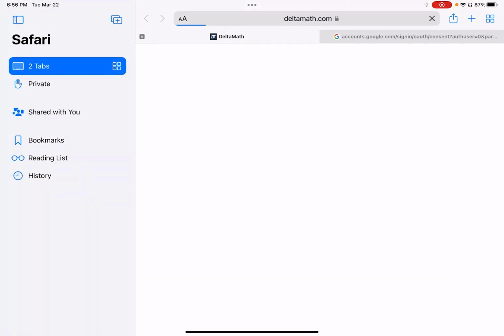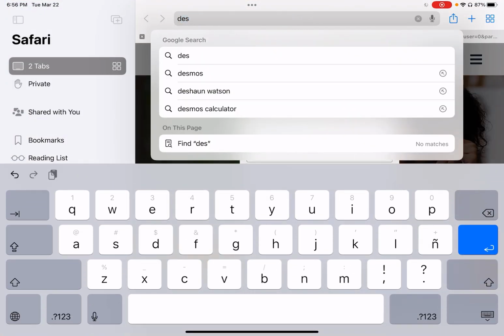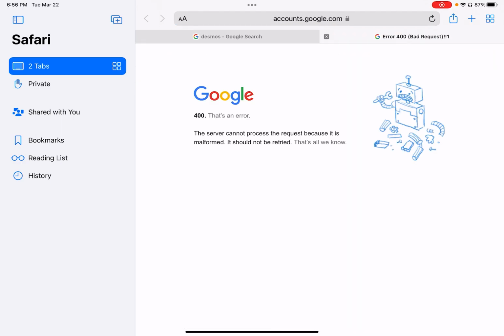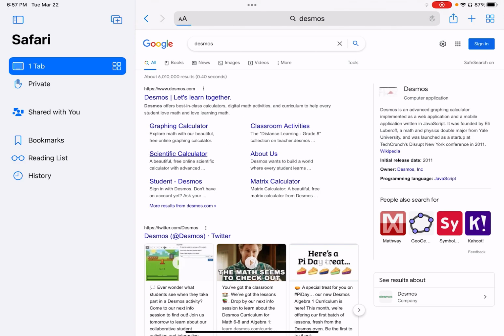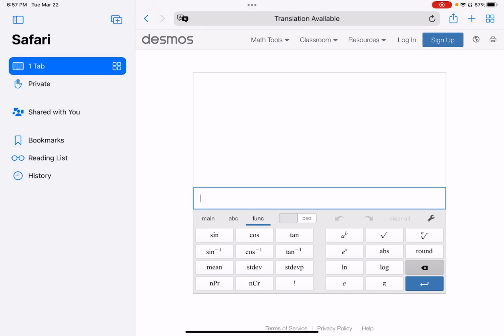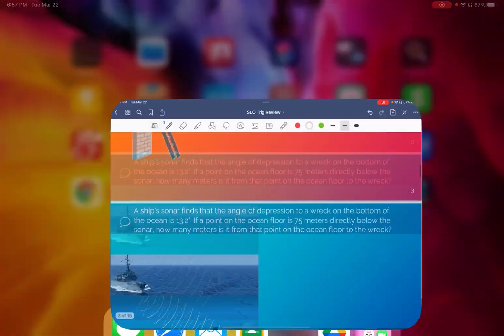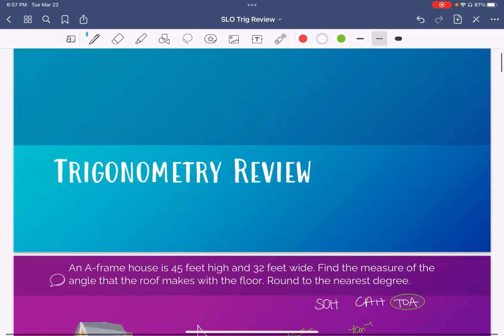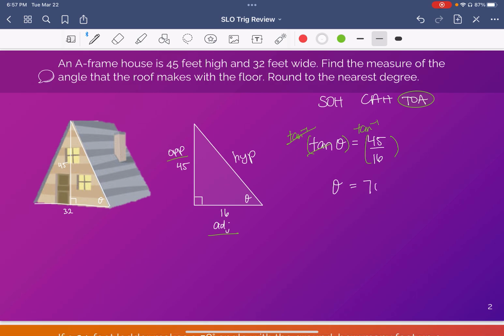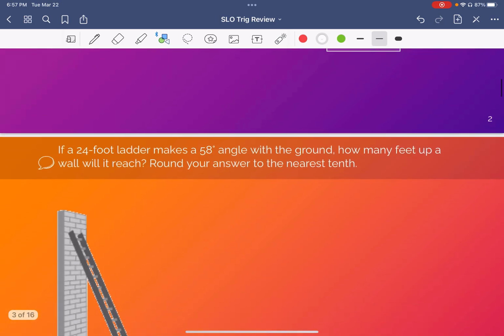Let me open, I don't even have my calculator pulled up, sorry. So that was inverse tangent of 45 over 16. And make sure your calculator is in degrees. So you see we got 70.43 if I round up. But the question does say round to the nearest degree, so that would be the nearest whole number, so it does round to just 70 degrees. Okay, going to the next one.